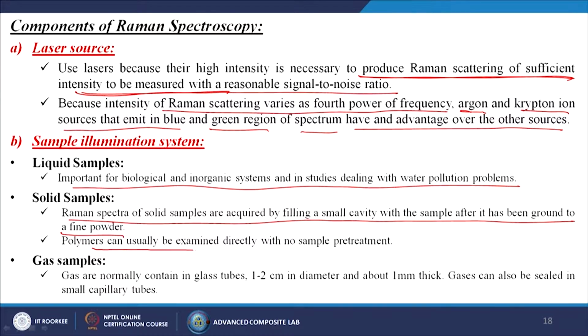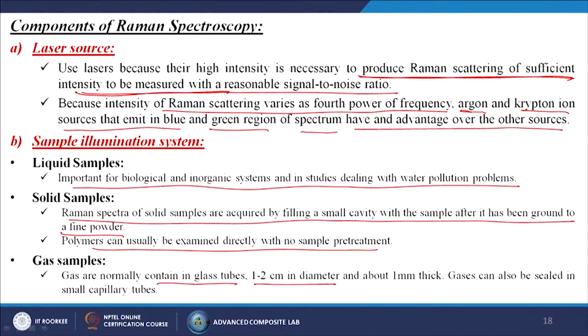Polymers can usually be examined directly with no sample pre-treatment. Gas samples: gases are normally contained in glass tubes 1 to 2 centimeters in diameter and about 1 millimeter thick. Gases can also be sealed in small capillary tubes.